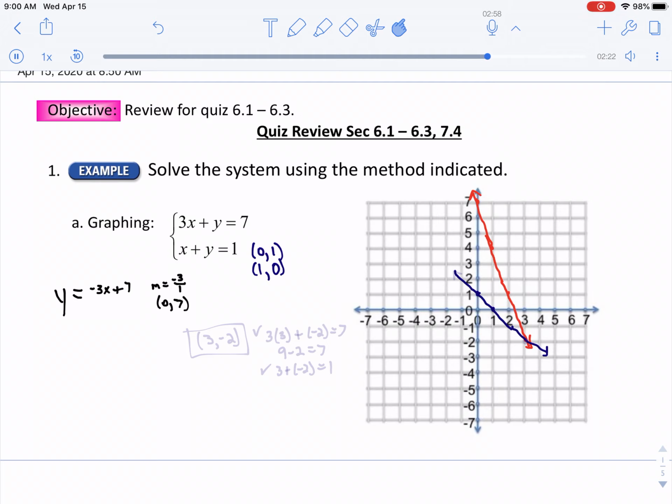And it looks like they're intersecting right there. And the coordinates of that point are (3, -2). So the solution is (3, -2).